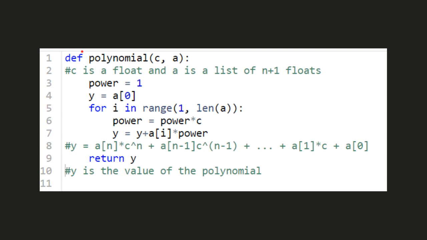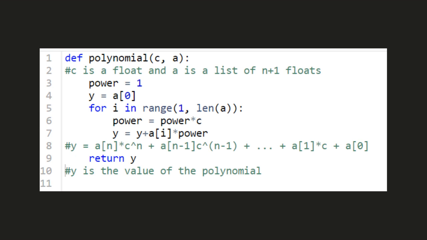So I'm defining a function that I'm calling polynomial that takes two inputs, C and A. Now I have some comments in here so we can understand what's going on. C is going to be just a float, and A is a list of n plus 1 floats. Now let's skip down here to the second comment.